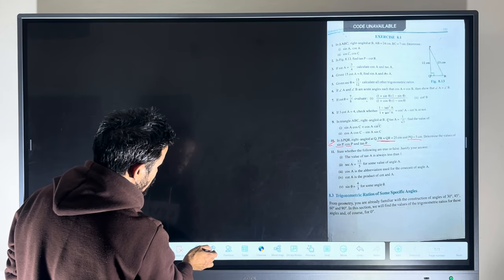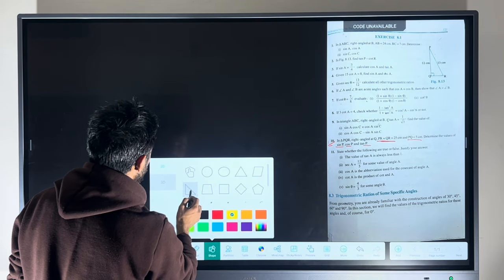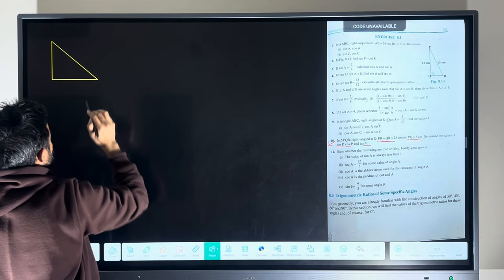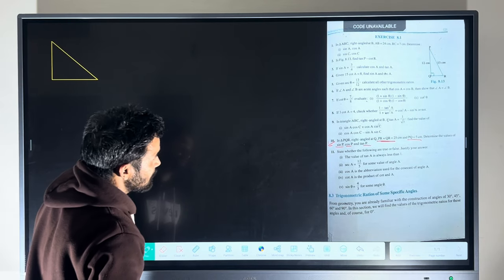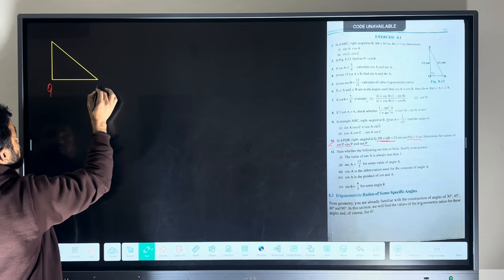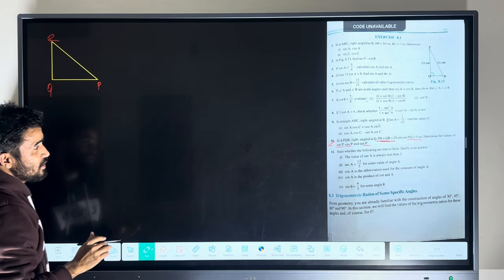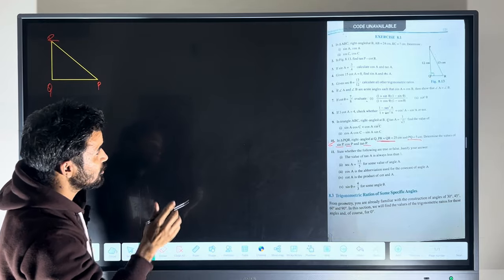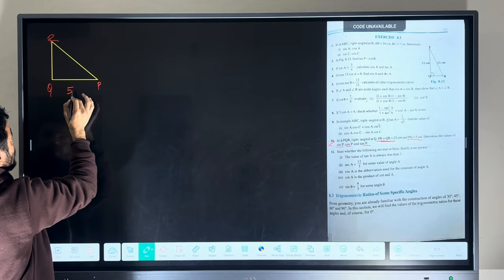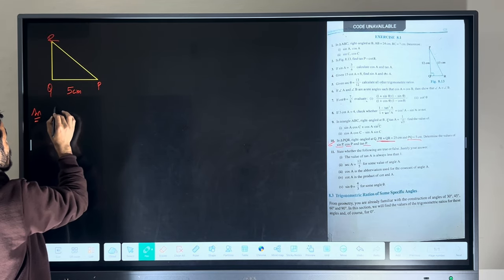First, draw a triangle. This is the triangle, right angle at Q. This is angle Q, this is P, and this is R. So PQR is a right angle triangle where PR plus QR equals 25 and PQ is equal to 5 centimeter. Okay, solution.